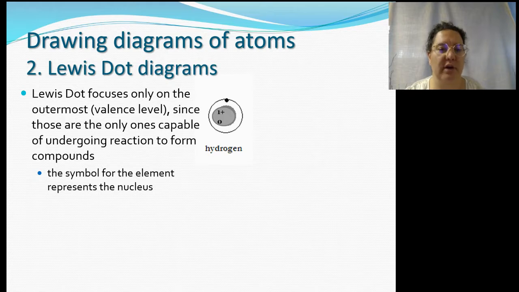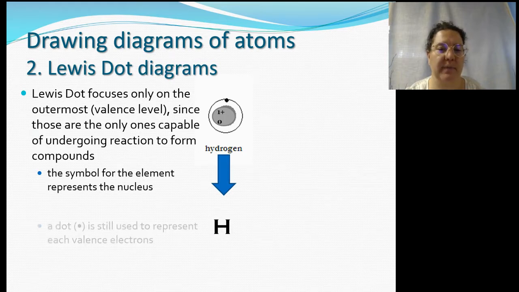So for a Lewis dot diagram, we are going to focus only on the outermost valence energy level, or the valence level, since this is the only level capable of undergoing a chemical reaction in a chemical compound. And the symbol for the element represents the nucleus. However, we don't need to put all the energy levels in our Lewis dot diagrams.